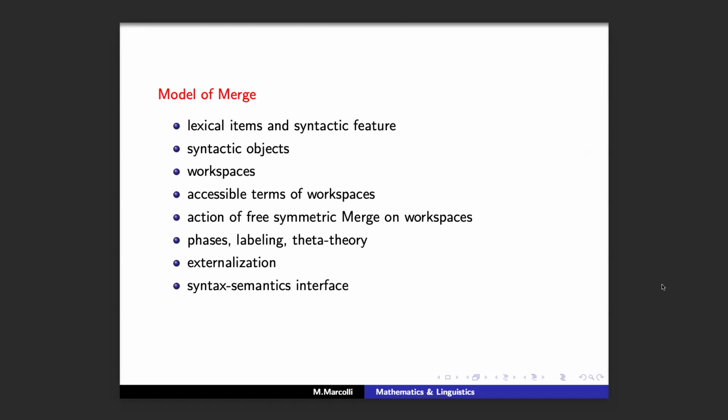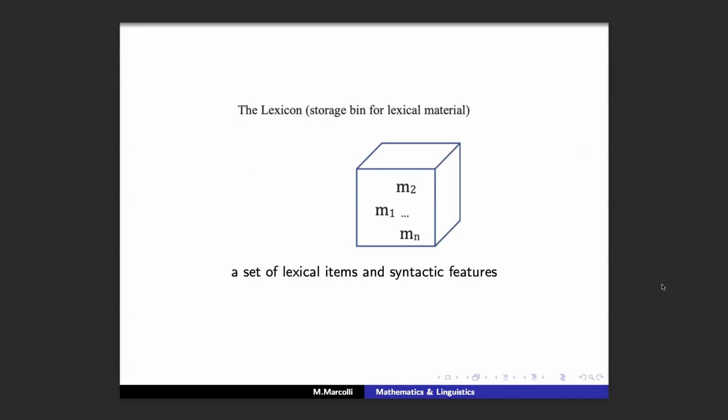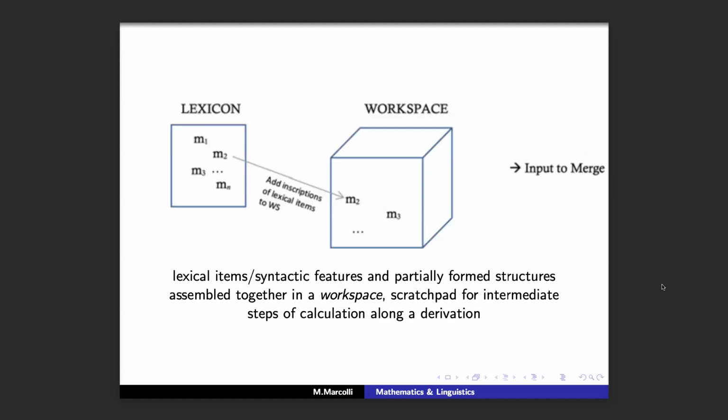Okay, so these are the main ingredients of this model that I'll have to go through and discuss in more detail. The way this is illustrated, you have a lexicon available, a set of lexical items and syntactic features. A bunch of them are what you start your derivation from. So you are building a sentence. You start with a set, or multi-set, of lexical items and syntactic features.